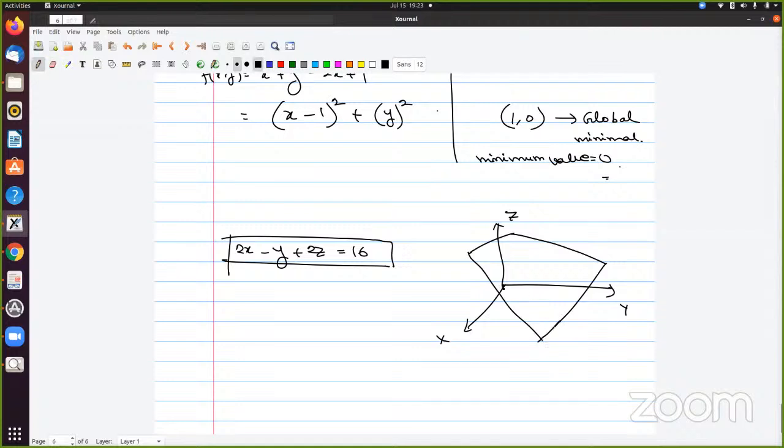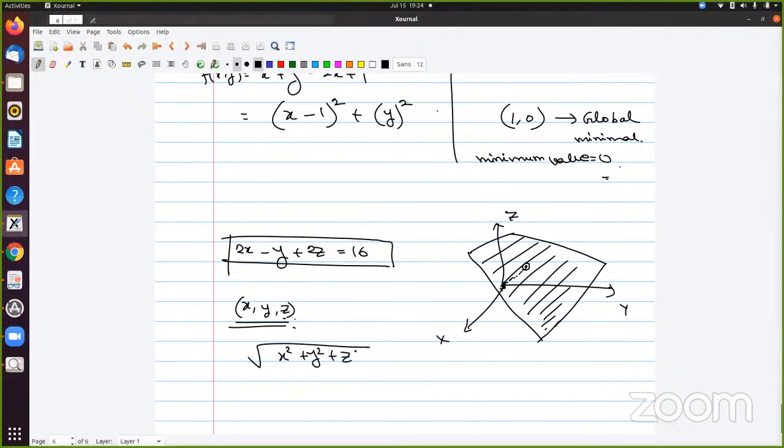This question is basically asking what is the point on the plane which has the least distance from the origin. So you take any point on this plane, x comma y comma z, and calculate the distance from the origin. What will be the distance from the origin of this point? It will be root over x square plus y square plus z square, right?